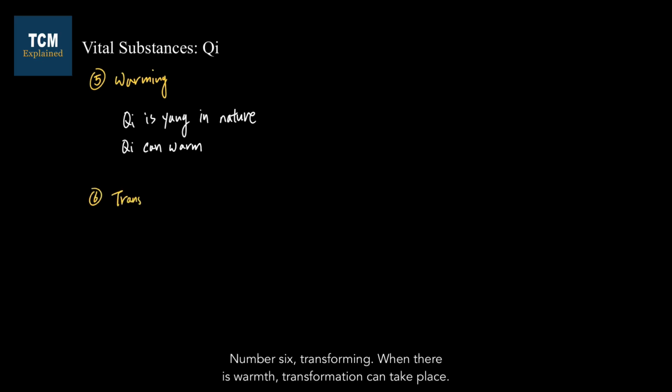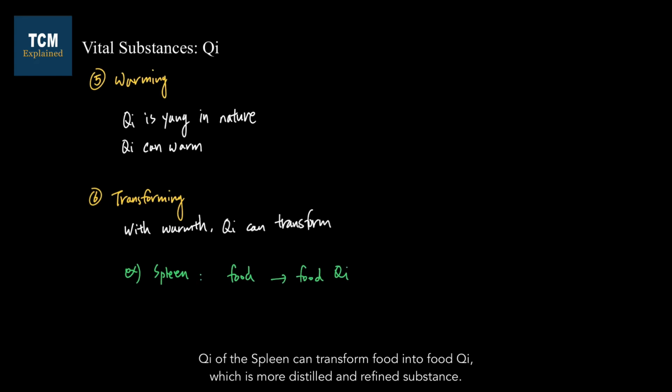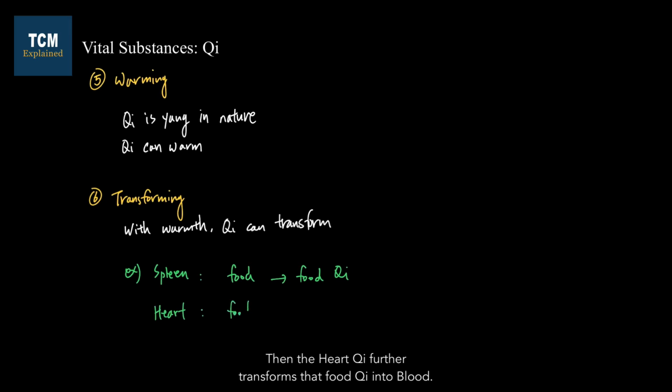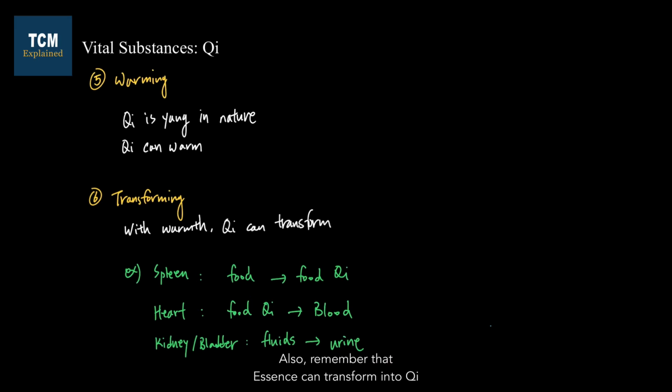Number 6, transforming. When there is warmth, transformation can take place. Since qi can warm things, it can transform things as well. Here are some examples. Qi of the spleen can transform food into food qi, which is more distilled and refined substance. Then the heart qi further transforms that food qi into blood. Another example is qi of the kidneys and bladder can transform fluids to form urine. Also remember that essence can transform into qi, and qi itself can transform into mind due to this function.